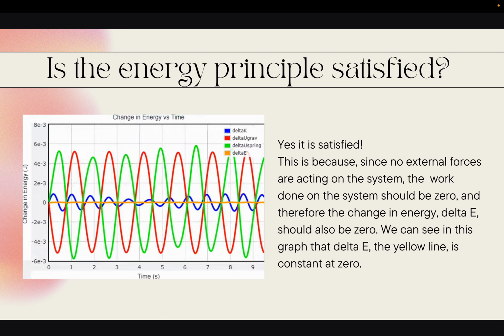Now for some questions. Is the energy principle satisfied? On the left, you can see that tracker was able to plot our energy data in different colors with delta K, delta U grav, delta U spring, and delta E. We can see that yes, the energy principle is satisfied because since no external forces are acting on the system here, the work done on the system should be 0, and therefore the change in energy, or delta E, should also be 0. We can see in this graph that delta E, the yellow line, is constant at 0, meaning the energy principle is satisfied here.